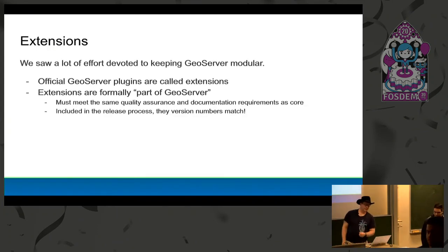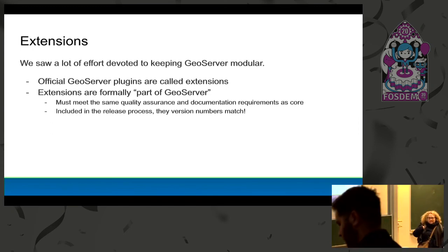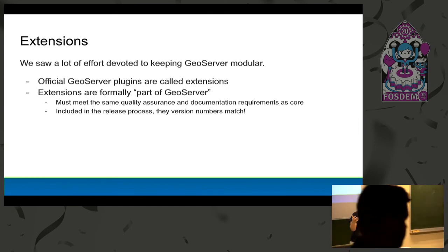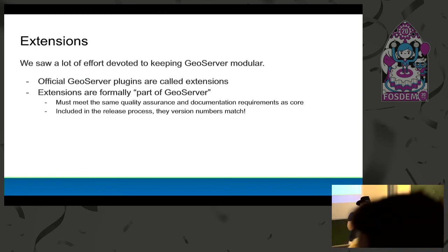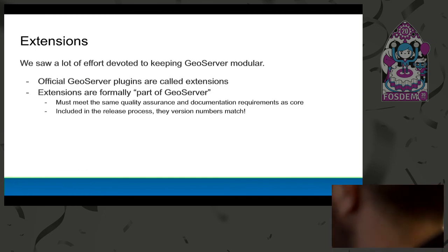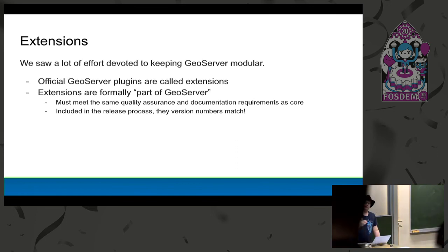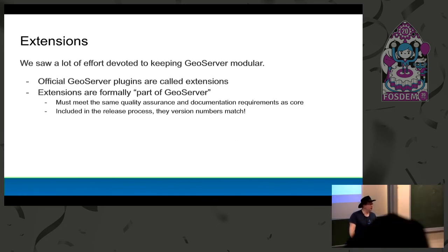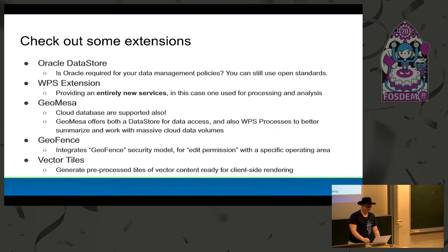Okay. So we've got a lot of effort put into keeping GeoServer modular. The formal modules we have are called extensions. So these are actually part of GeoServer. They're released as part of every release we make. They have the same version number. The only reason they're an extension is not because they're not good. It's because we want to keep GeoServer as small as possible and have you only install the things you use.